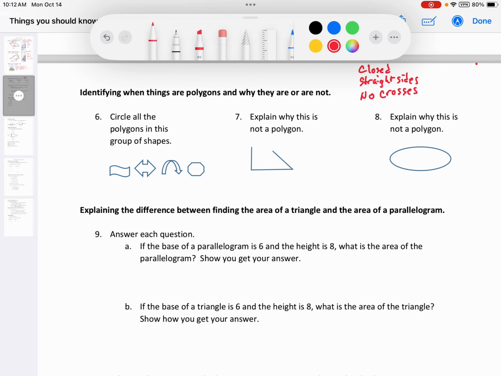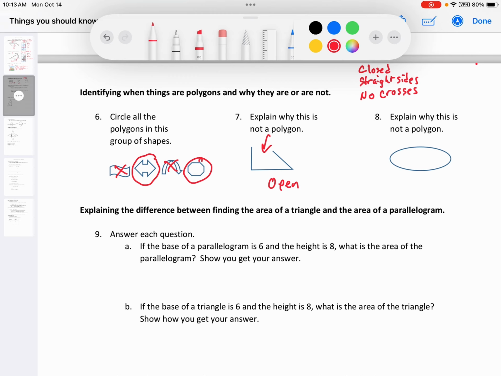So, this has curviness, so not that. This has curviness, so not that. This has straight sides and is closed. This has straight sides and is closed with no crosses. Those two are polygons. This is not a polygon because that doesn't connect. Therefore, this is open, not closed.